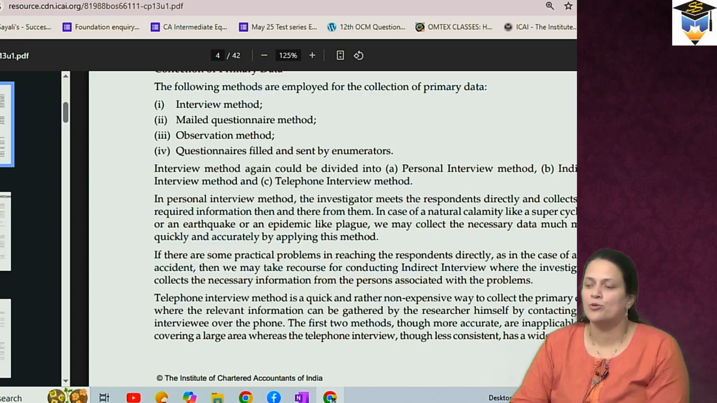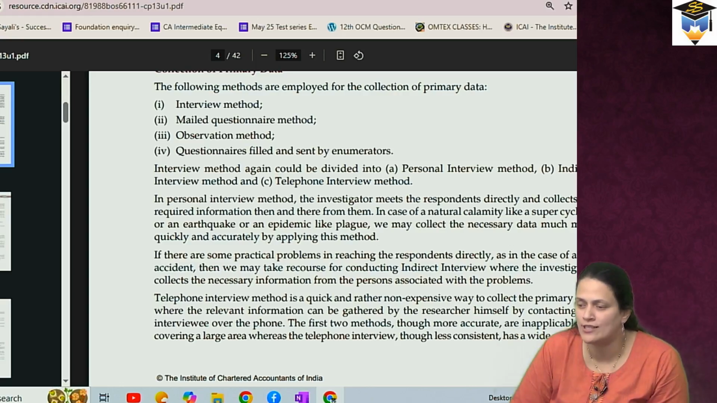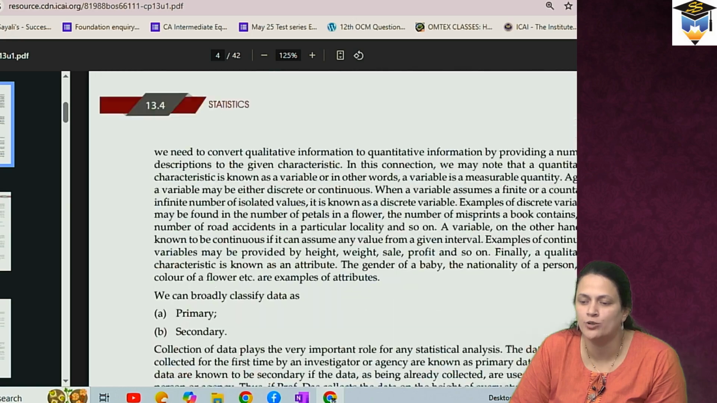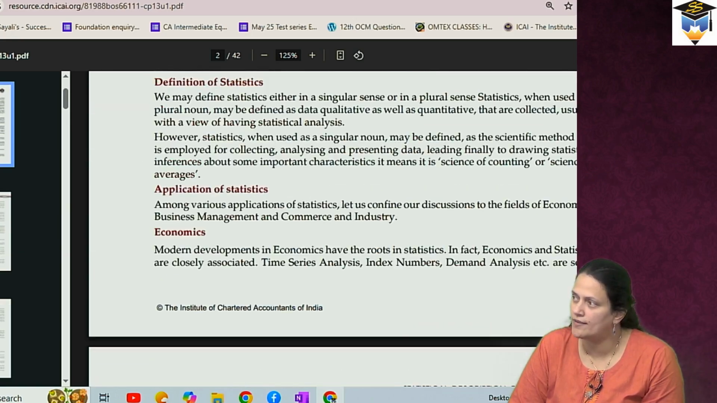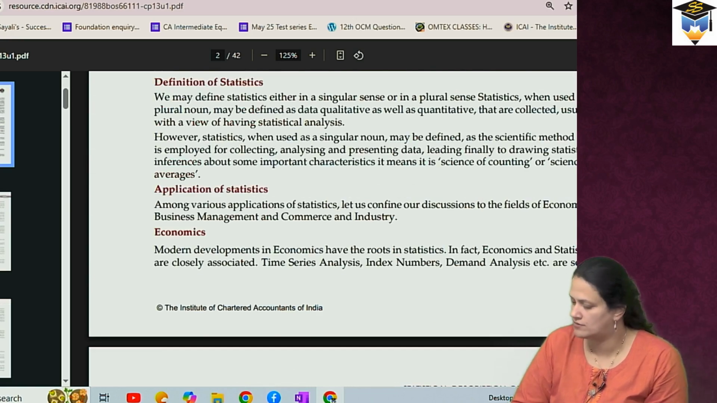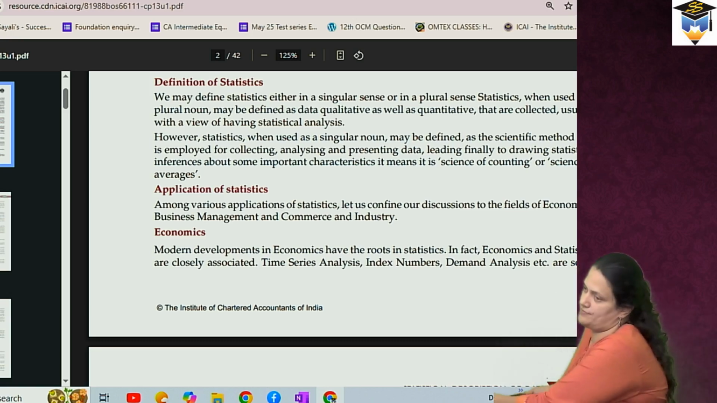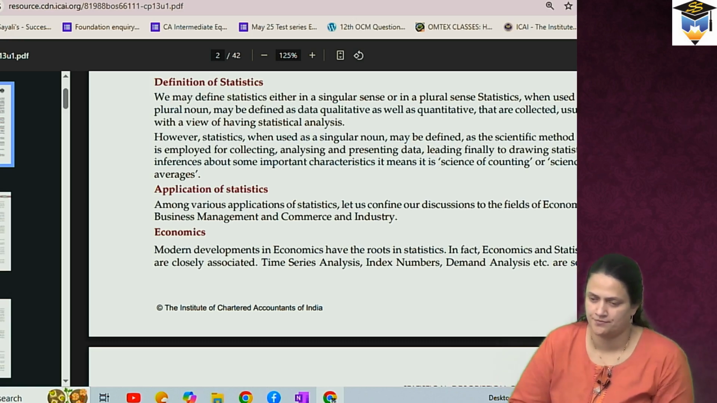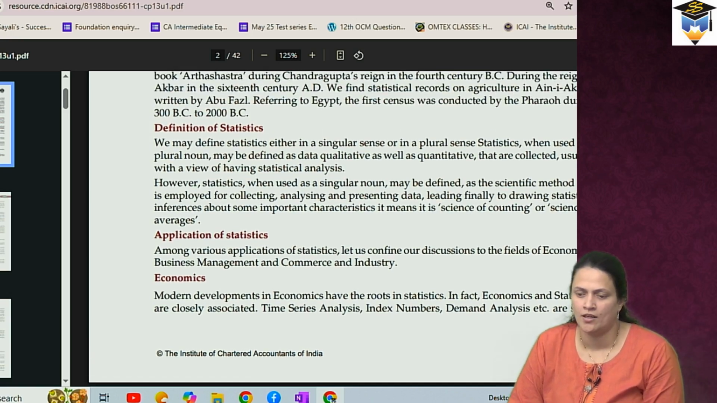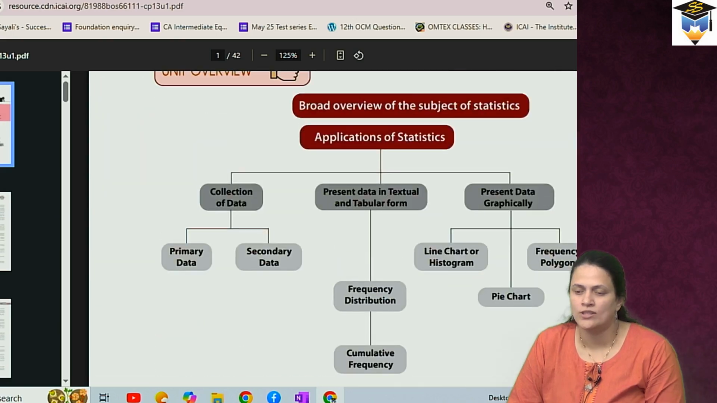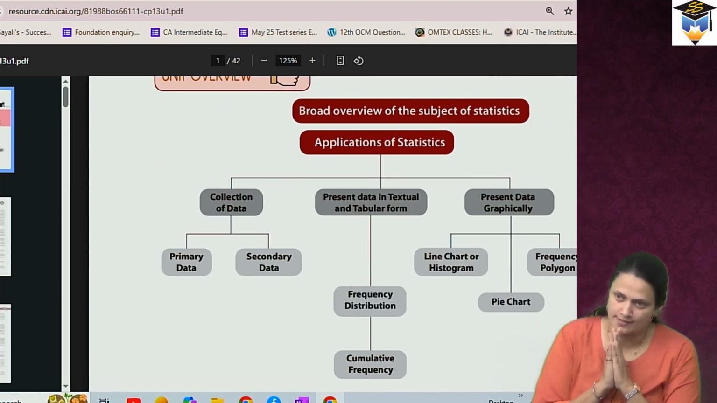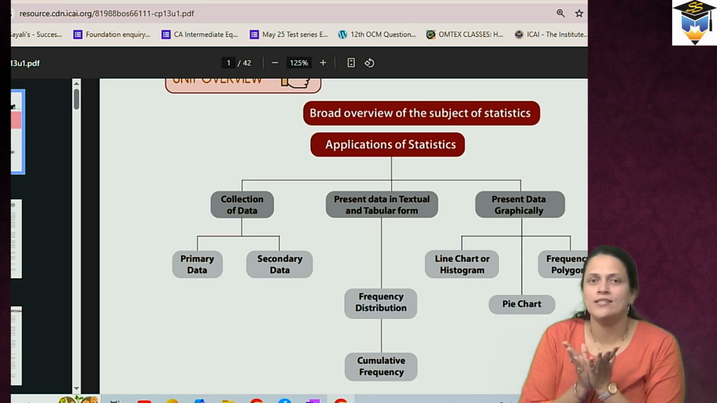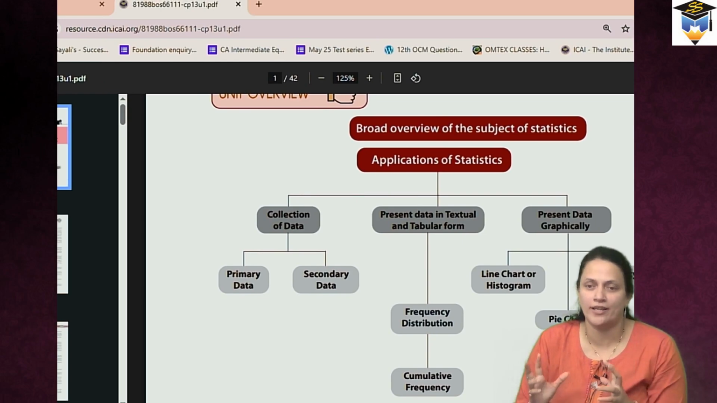Okay. Now today we are going to start with our new chapter on statistics, that is chapter number 13, unit 1. So this is the basic summary. Now when we talk about statistics, what is the necessary or why is statistics required?